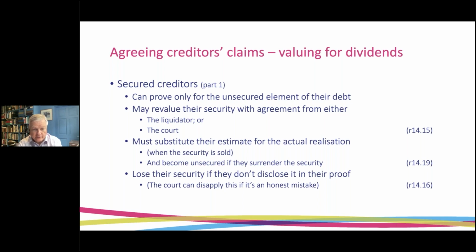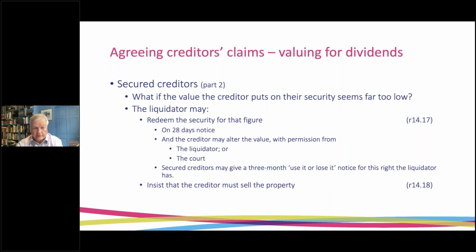And if they don't disclose their security in the proof of debt, if they forget to mention it, they have got the right to correct it if it's an honest mistake, and you would normally allow them to do that, I think. This is where I was jumping ahead, and I was talking about what options you've got if you think that the creditor has undervalued their security in their proof of debt.